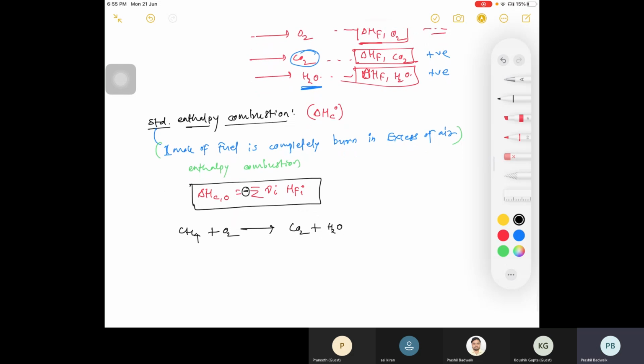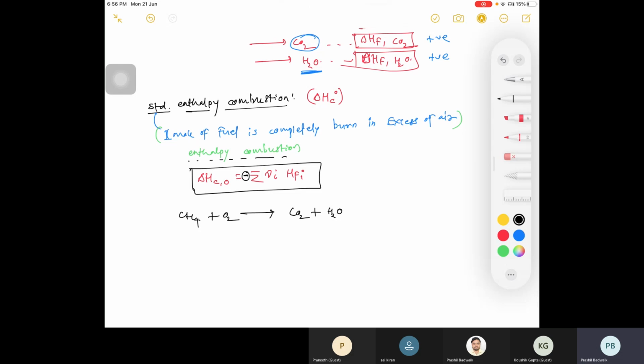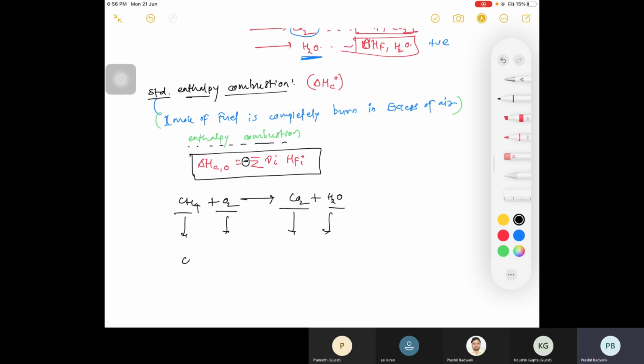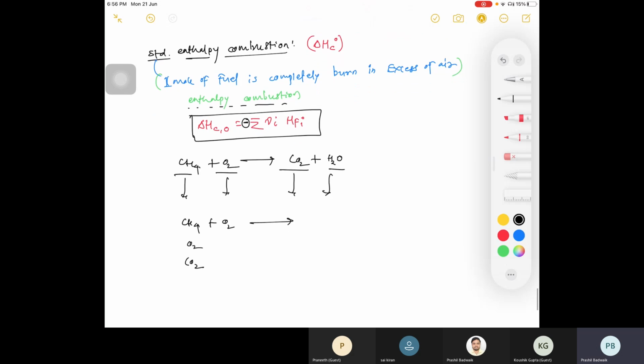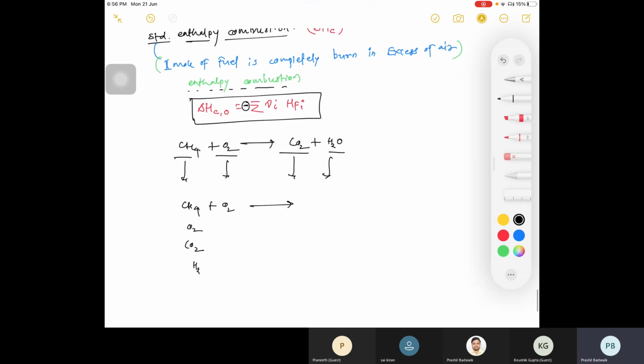So whenever you are writing combustion, you will write delta Hc, combustion of all. Combustion of this, combustion of this, combustion of this, and all. So all of these will be on the reactant side, right? Enthalpy of combustion of, suppose we burn CH4, then we'll burn oxygen, then we'll burn CO2. I'm just telling an example here, and then you will burn H2O. You will have all this, right.